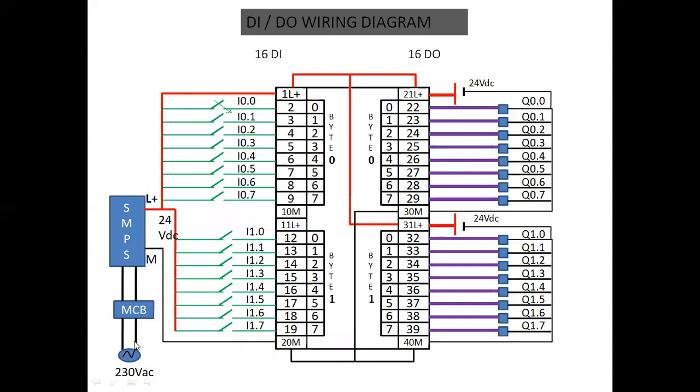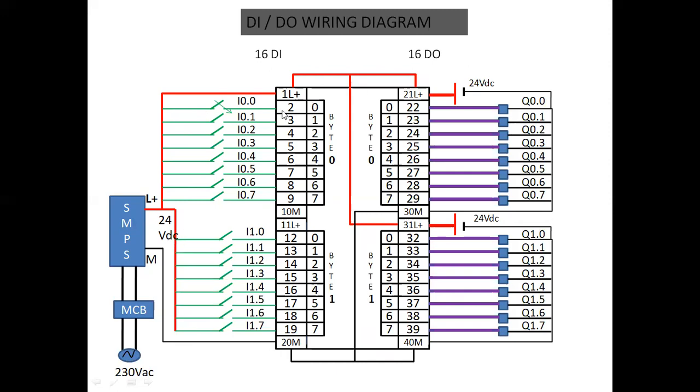So from 24 DC to MCB to SMPS, right, which is converting your 230 volts AC to 24 DC. This supply is connected at L plus. Here it is not required, and the common end is connected to the 20. Then your switches are connected from terminal number 2 to 9, and the other end of the switches are connected to the load L plus, which is your 24 DC.